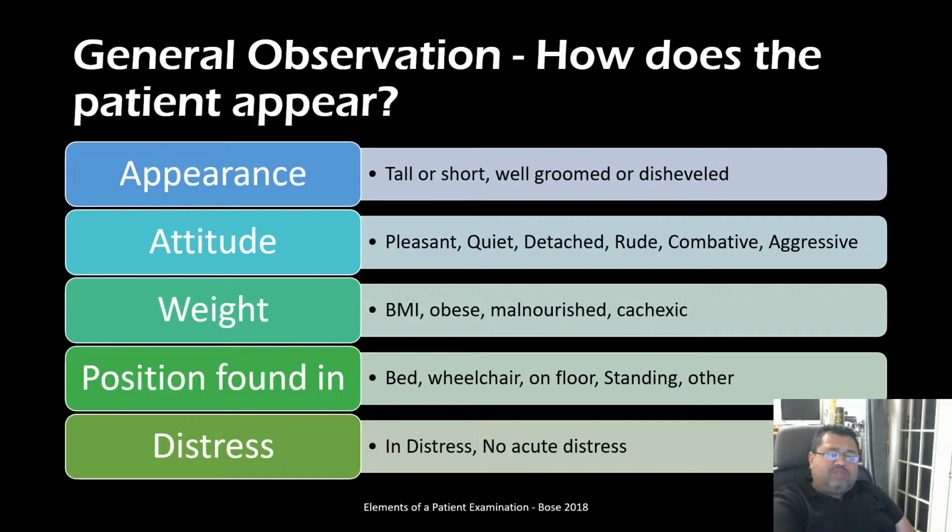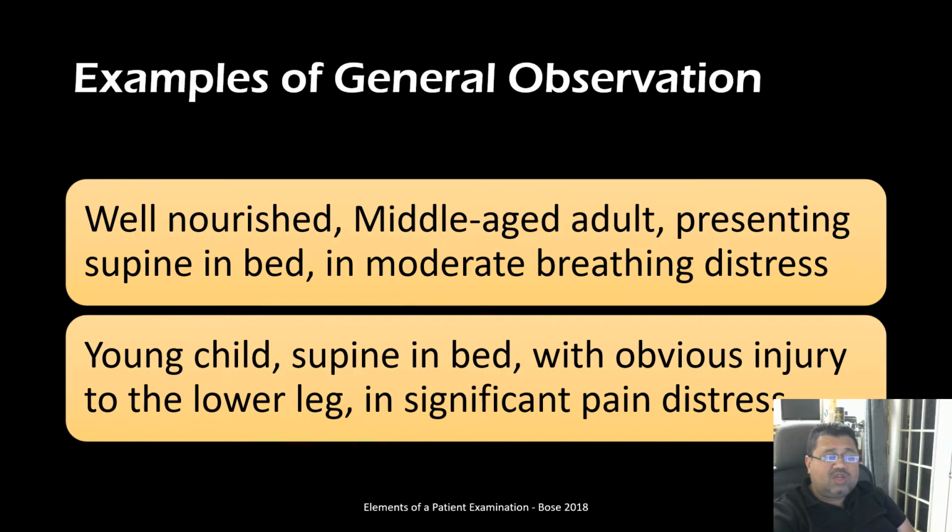Back to general observation. So how does the patient appear? They're tall or short, well-groomed, disheveled. What is their attitude? What's the weight? What's the position that you found them in? And distress. Those are outlined in this particular slide. So these are some examples of general observation as it is written. Once you read it, try to extrapolate that and think about how you would find your patients. Okay.